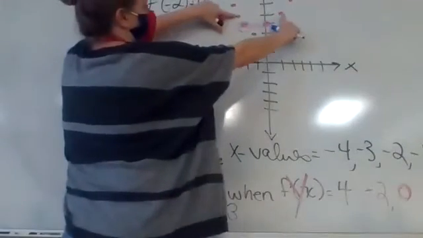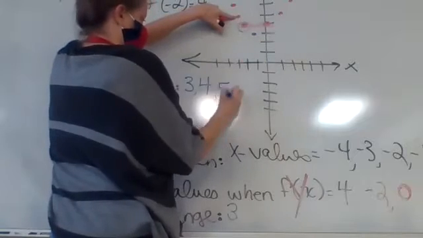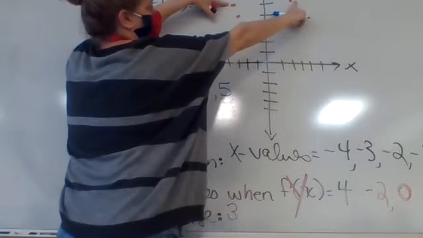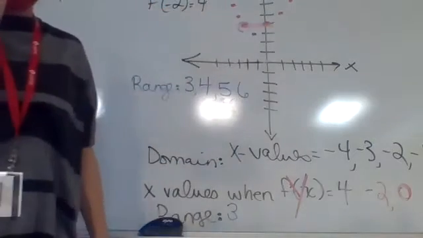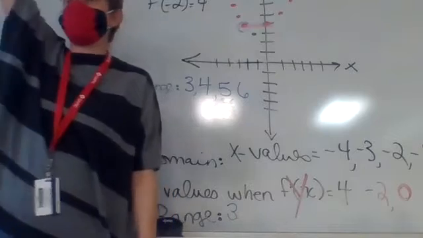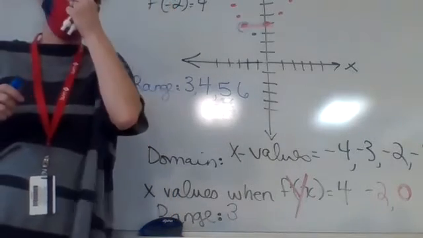These two have the same y value. What's their y value? 5. And then what are these two's y value? 6. Right. So the y values that are in this graph are 3, 4, 5, and 6.